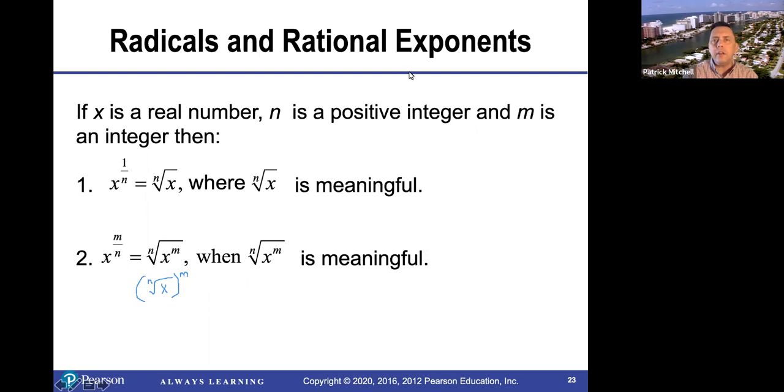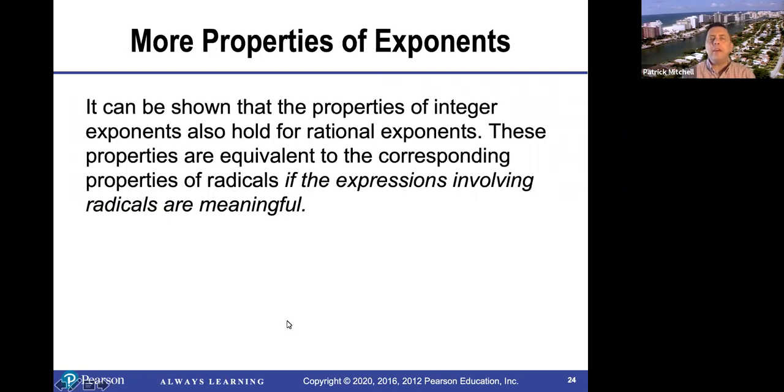All right, it can be shown that the properties of integer exponents also hold for rational exponents. So the product rule, the quotient rule, the power to a power rule, all that stuff works for rational exponents just like it did for integer exponents. These properties are equivalent to the corresponding properties of radicals if the expressions involving the radicals are meaningful. In other words, as long as the radicals are defined real numbers.